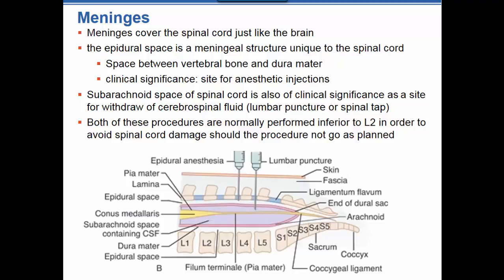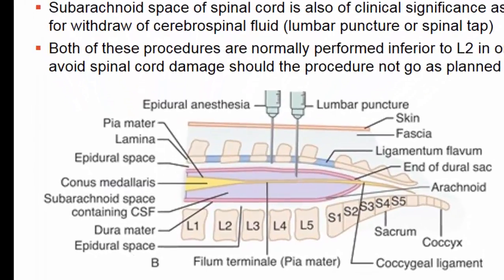I mentioned the meninges when we were talking about the brain. I said the meninges are sheet-like structures that cover both the brain and the spinal cord. I did want to talk a little bit more about the meninges and the spinal cord because the spinal cord does have a couple differences. And these differences are clinically significant. So first up, I wanted to mention something called an epidural space that we find associated with the meninges of the spinal cord. The epidural space is a space that's located between the dura mater and the vertebrae, the bones of the vertebral column.